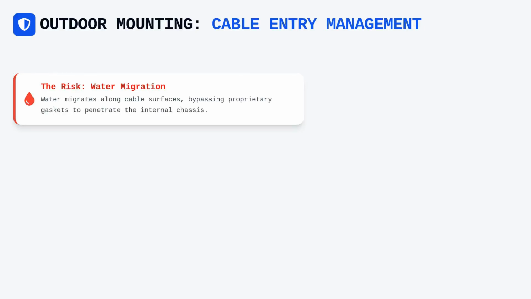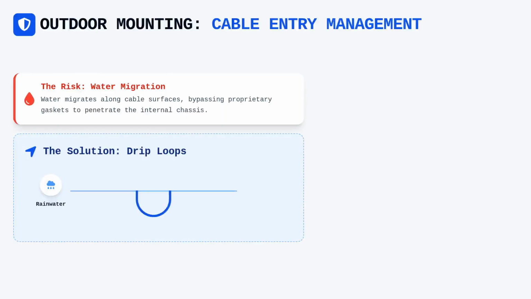One of the most frequently overlooked aspects of outdoor mounting is the management of cable entry points, specifically the relationship between the physical cable and the chassis interface. Even when high-quality proprietary cable gaskets are utilized, water has a remarkable capacity to migrate along the surface of a network cable if the proper precautions are not taken. We address this fundamental issue through the strategic implementation of drip loops, which essentially harness gravity to redirect moisture away from the camera's entry gland.